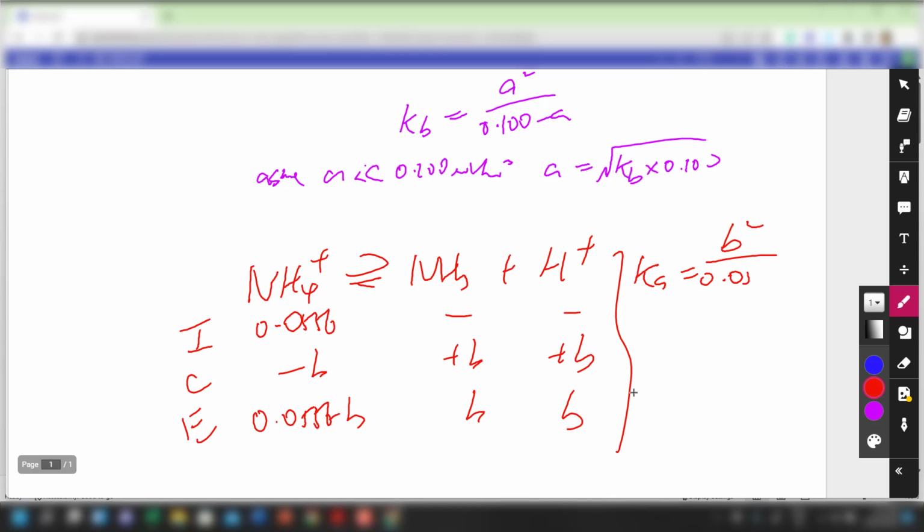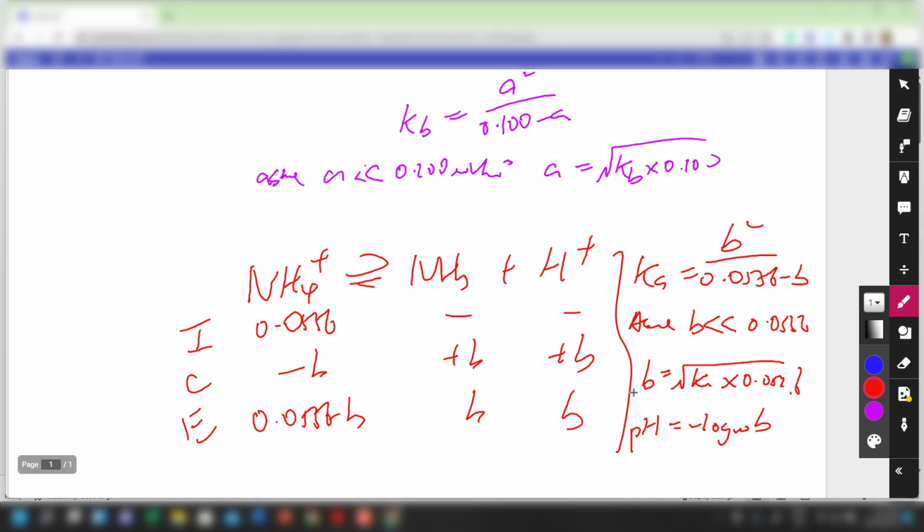over 0.0556 minus B. Again we can make an approximation. Assume B is much smaller than 0.0556. Then B is therefore the square root of Ka multiplied by 0.0556. The B we obtain is essentially the H plus concentration, and therefore pH is simply minus log base 10 of this whole expression of B. We can definitely do that quite easily. So we're just going to translate that into the cell.